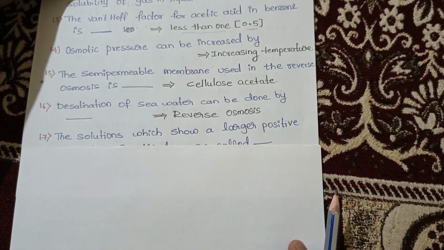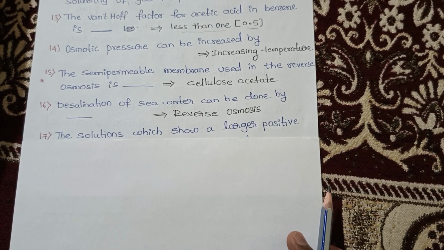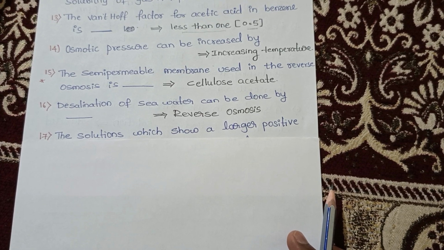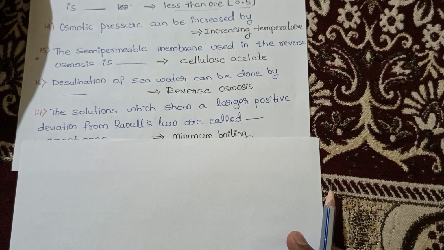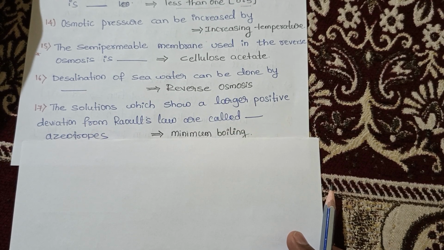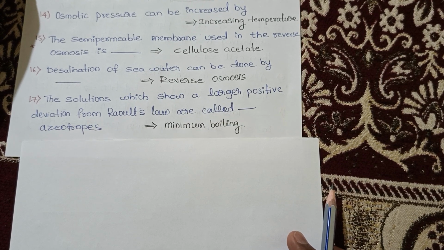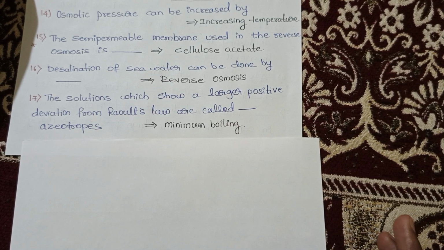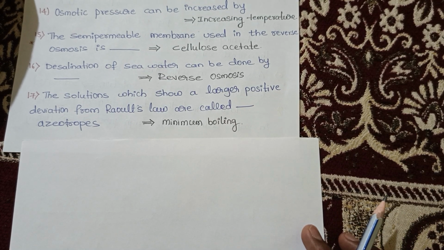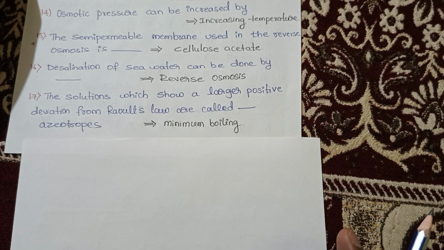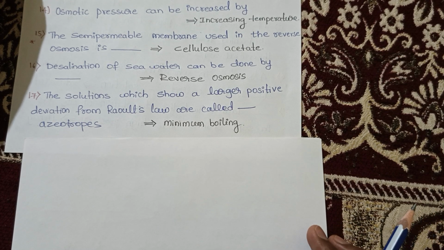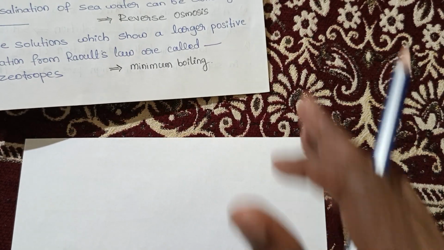The next one is desalination of seawater can be done by, again, reverse osmosis. The solution which shows the larger positive deviation from Raoult's law is called a minimum boiling azeotrope. Larger negative deviation means maximum boiling azeotropes.